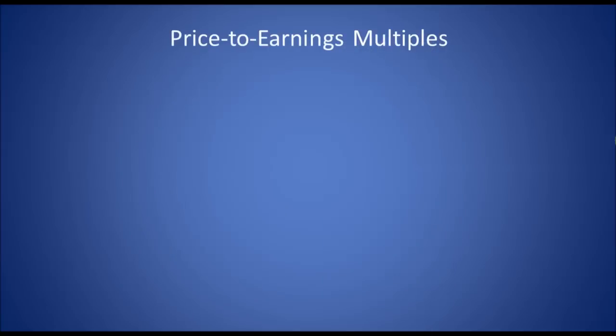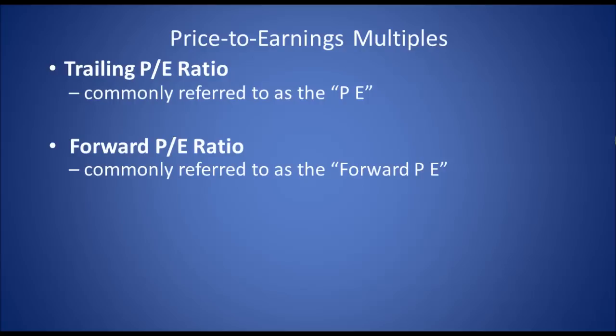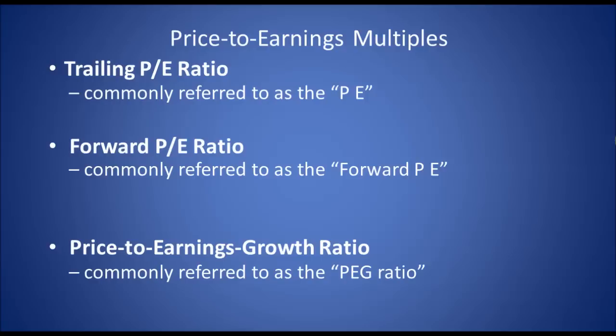There are several different price to earnings multiples that you can use to compare stocks. You'll want to do your own homework to learn more about these and other stock metrics. The common metrics are the trailing price to earnings ratio, commonly referred to simply as the PE, the forward price to earnings ratio, commonly referred to as the forward PE, and the price to earnings to growth ratio, commonly referred to as the PEG ratio.